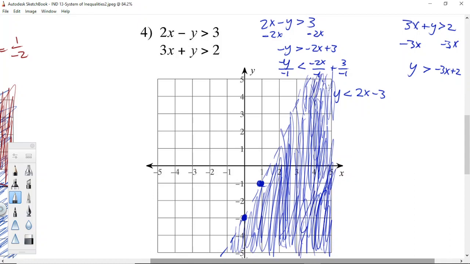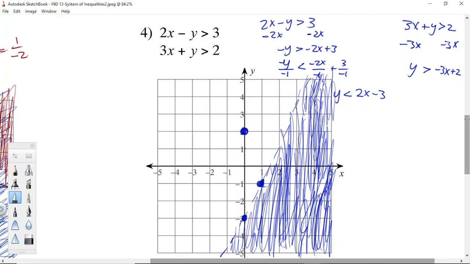Okay, so the other one, y is greater than negative 3x plus 2. Okay, so that's in slope-intercept form. We have the plus 2 here, and the slope is negative 3. So that's down and to the right. 1, 2, 3, and over. And we're lucky because it's right on top of that one.